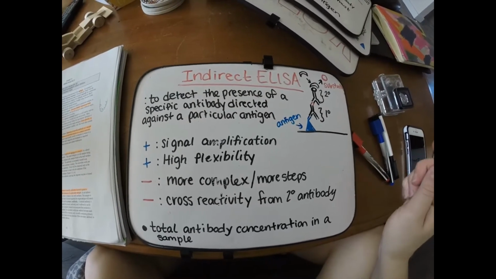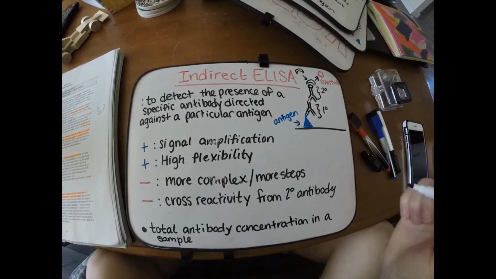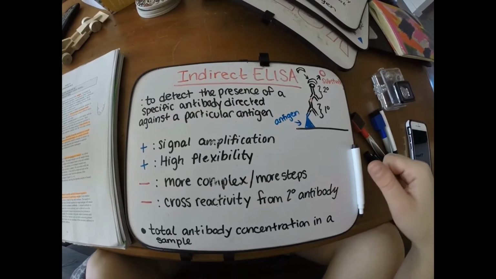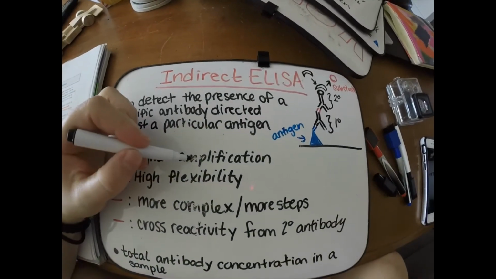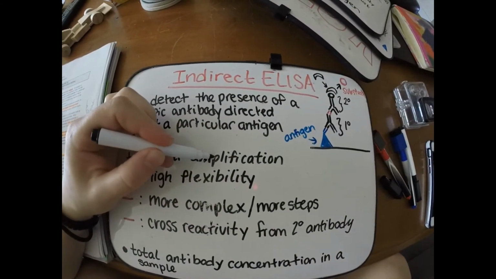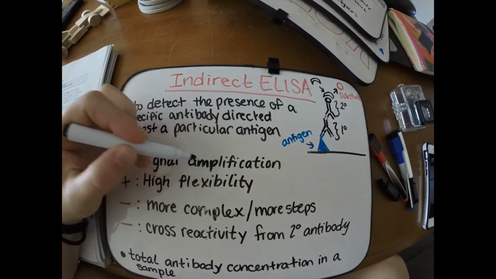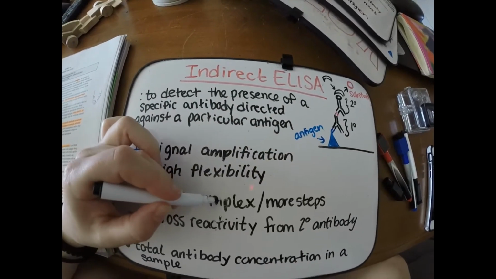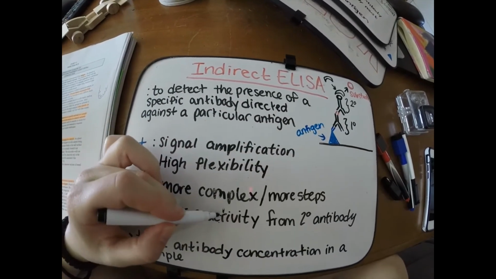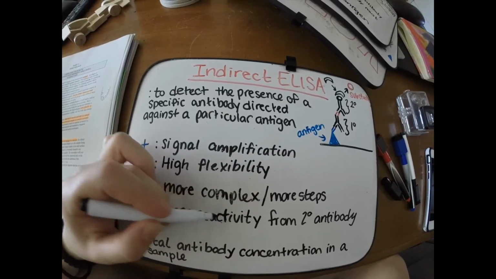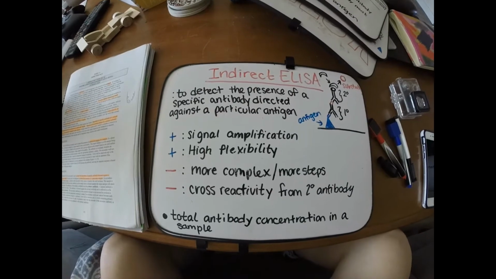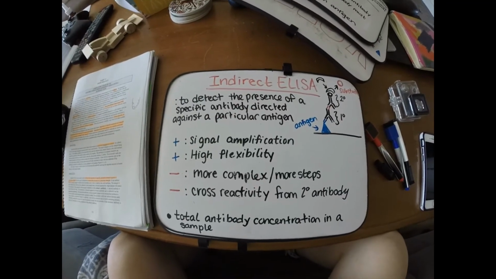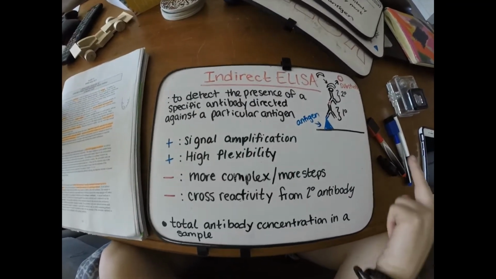There's signal amplification, so that can be helpful. But because there are more steps, it's more complex. So with more steps, right, more human error, more different things that could go wrong, potentially, right? And then you have potential for cross-reactivity of the secondary antibody. So we don't want that. That would not be great.